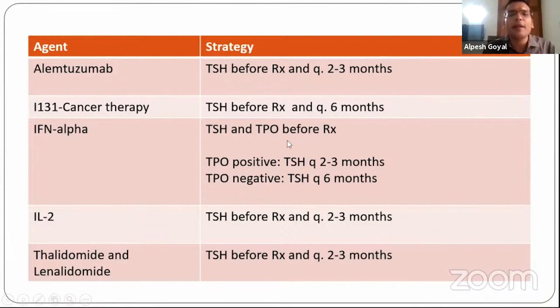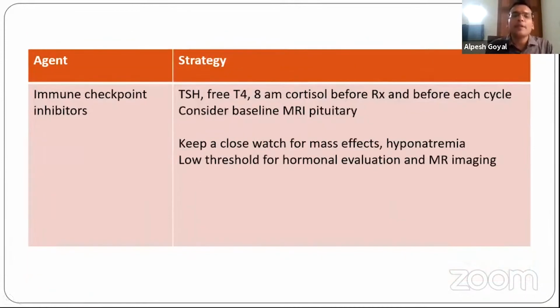For interferon alpha, the monitoring will depend on baseline TPO antibodies. If they are positive, you can monitor every 2 to 3 months, else monitoring every 6 months is enough. With immune checkpoint inhibitors, especially ipilimumab, you should consider monitoring TSH and free T4 before treatment and before each cycle, and a baseline MRI pituitary should be considered. Keep a close watch for mass effects such as headache and hyponatremia, and have a low threshold for hormonal evaluation, anterior pituitary evaluation. Posterior pituitary deficiency, DI, is very uncommon in ipilimumab hypophysitis.